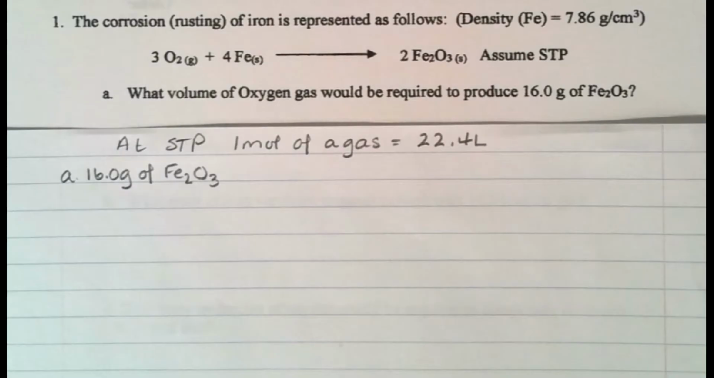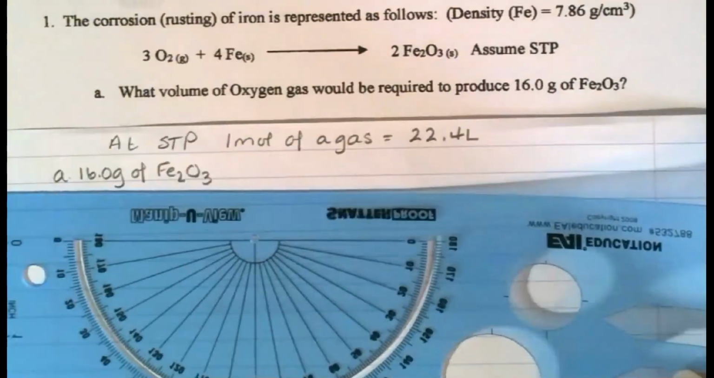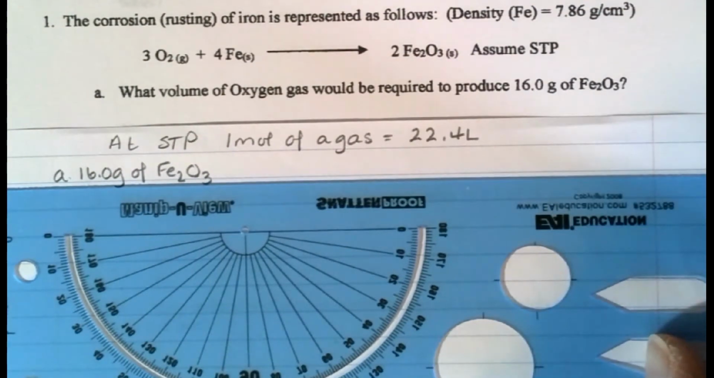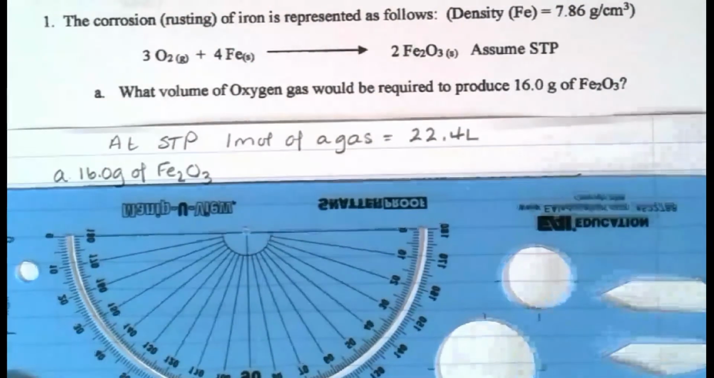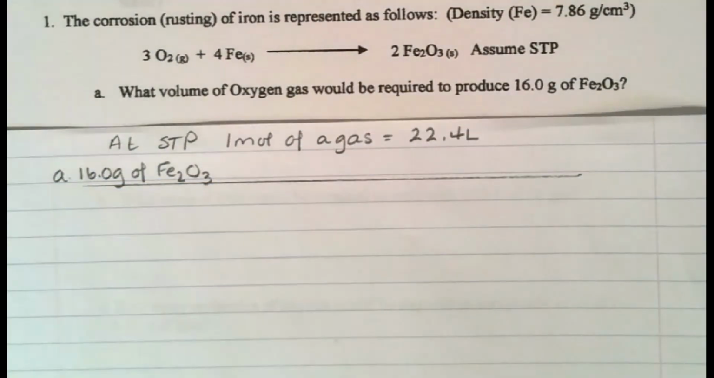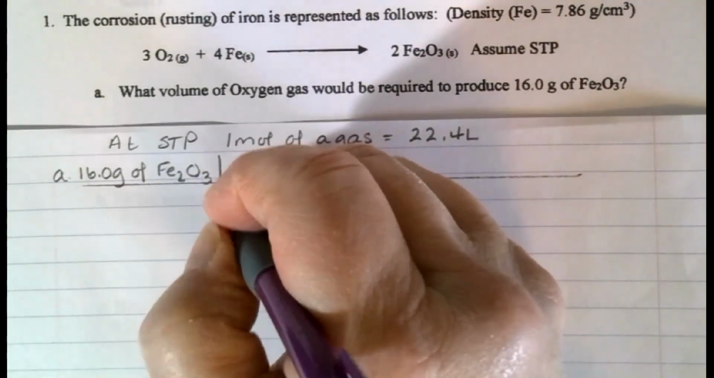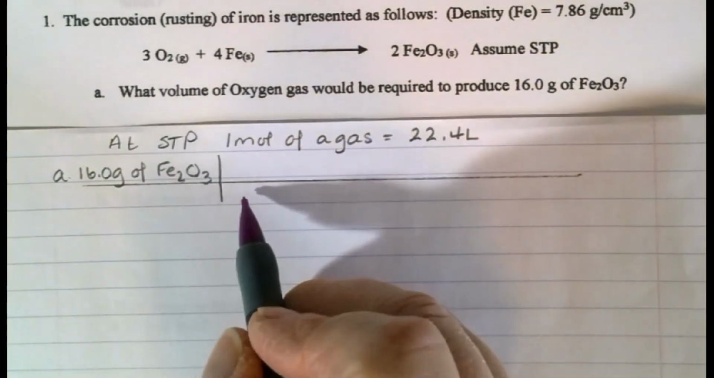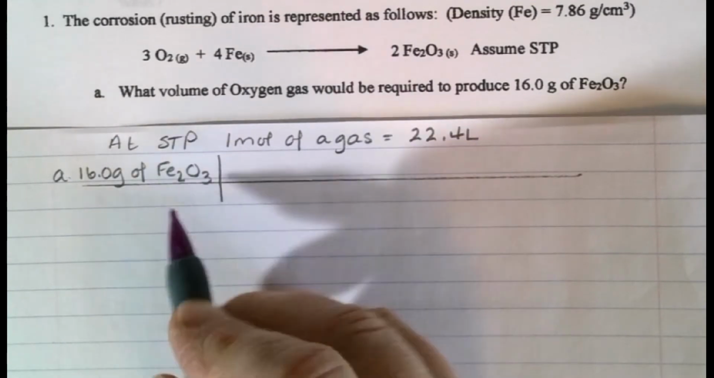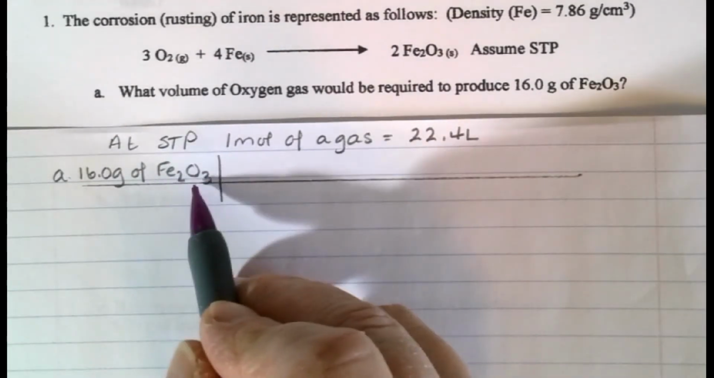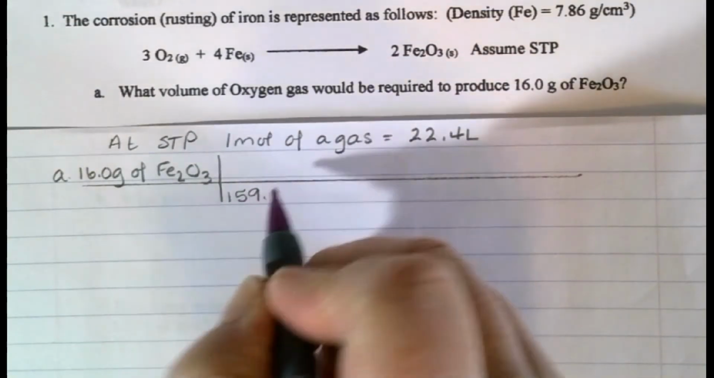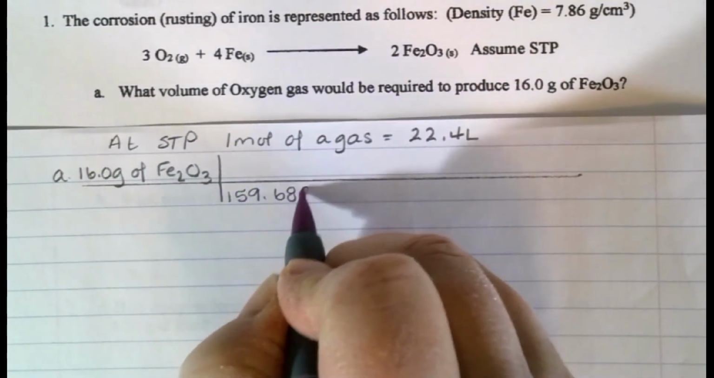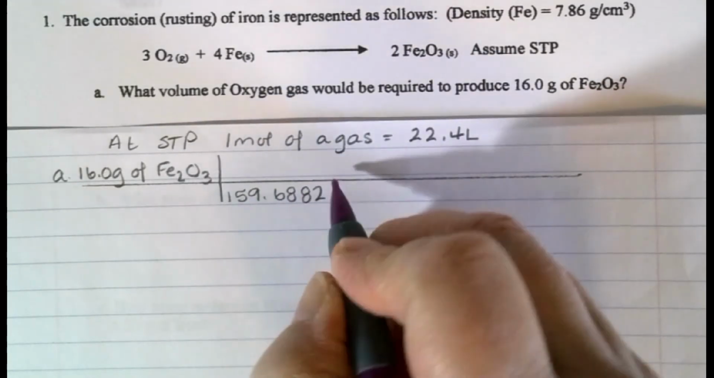Given that, let's look at this a little bit more. We have to change it to volume of oxygen. I have to draw a straight line using my ruler just because I'm that type of person. So I have my straight line drawn there. The first thing I need to do is put the molar mass here. Remember molar mass: I'm going to take 2 times the mass of iron plus 3 times the mass of oxygen, and I'm going to obtain 159.6882 grams of it.